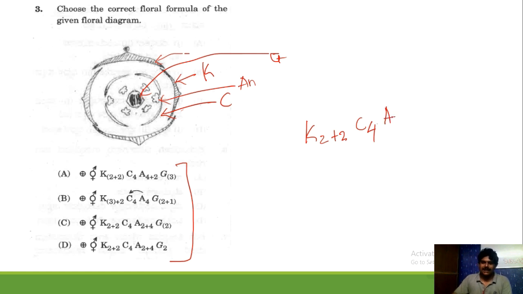And androecium, you can see 4 are in whorl. Okay, 4 are in whorl. Whorl means in a circle, 4 are in whorl and 2 are outside. So we can consider them as 2 plus 4.